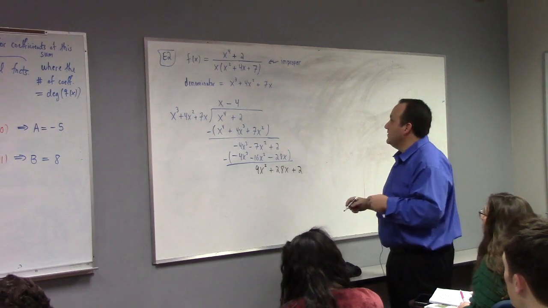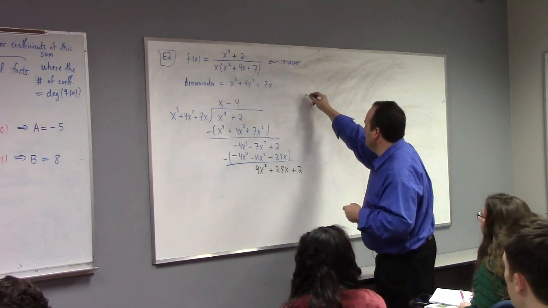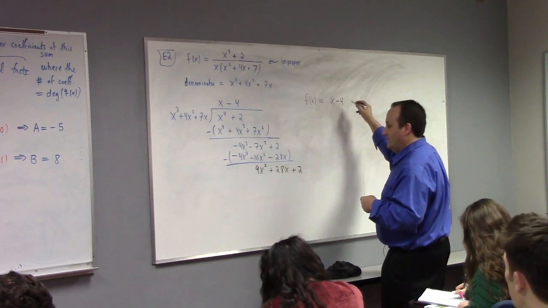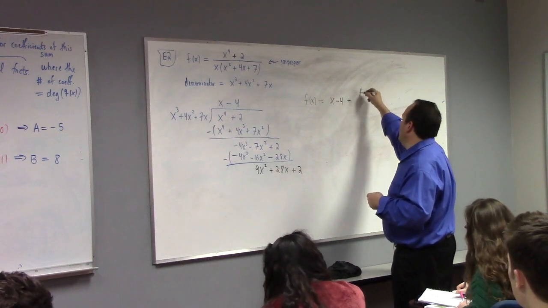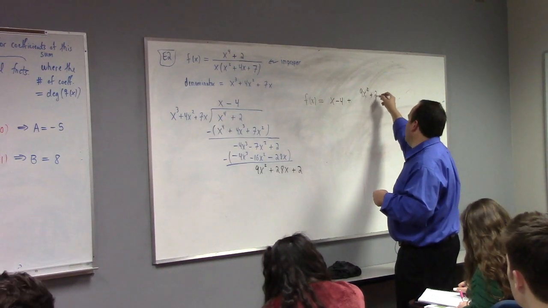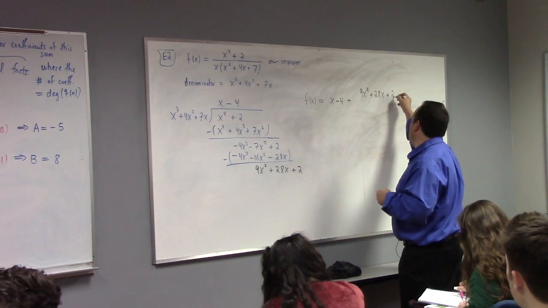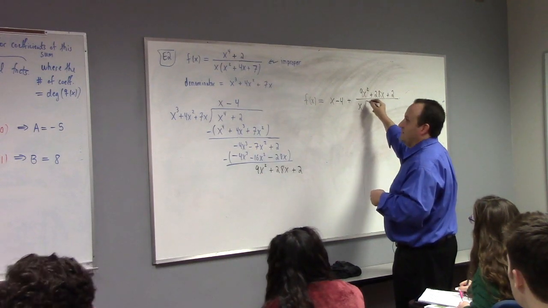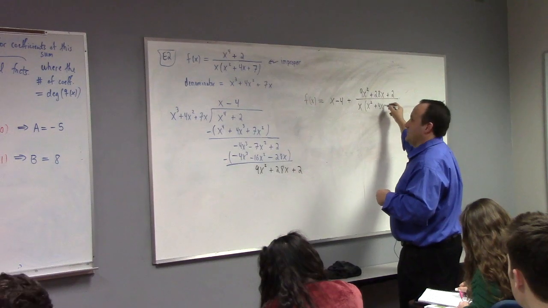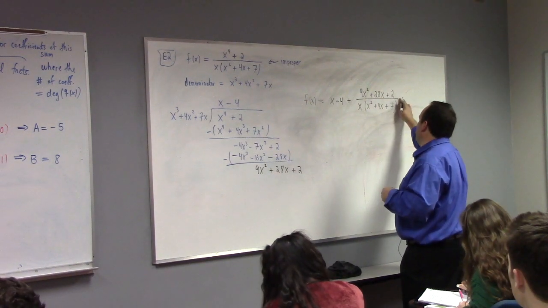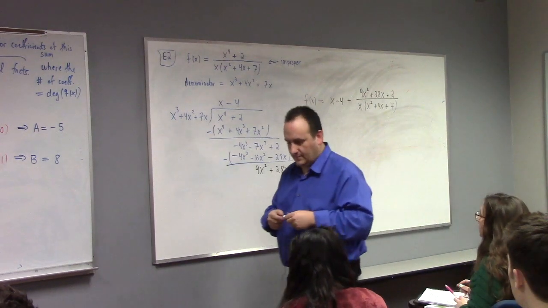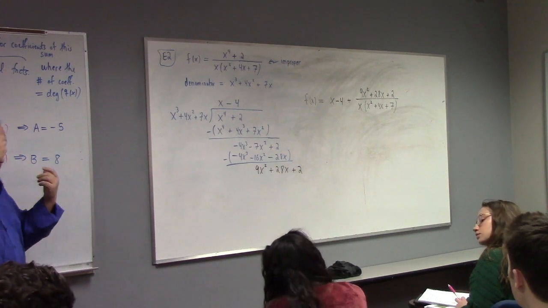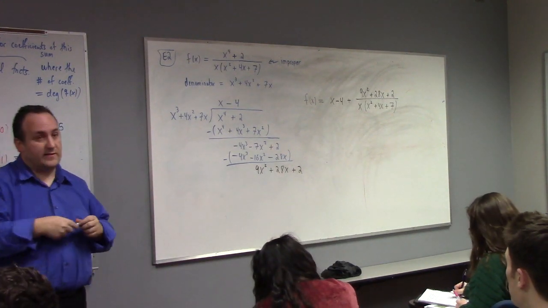All right. So what we now have is that f of x equals x minus 4, plus 9x squared plus 28x plus 2 divided by, I'm going to unmultiply the denominator now, x times x squared plus 4x plus 7. So you did the long division because the degree was higher. I did the long division because it's an improper fraction, which is to say that the original numerator has equal or higher degree than the denominator.